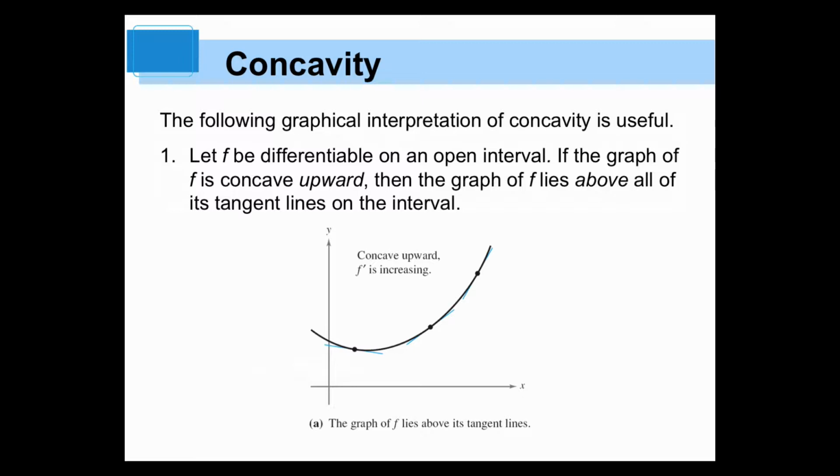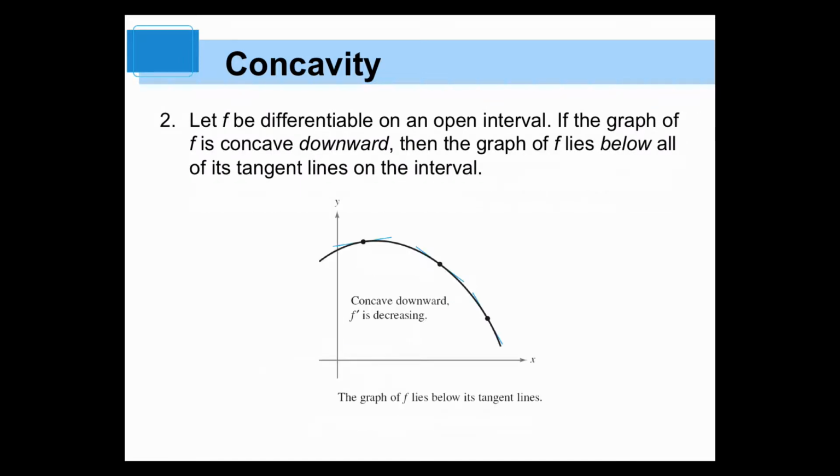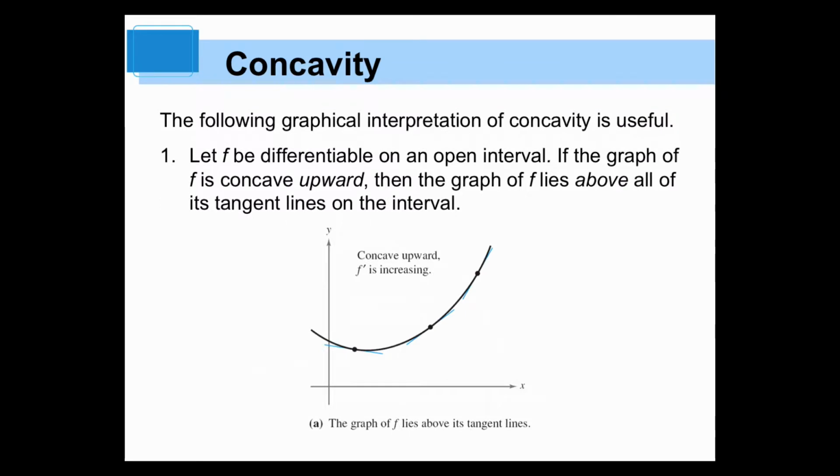It's concave down if it looks like an upside down U. That's kind of dumb. So like an N. It won't really hold water, which makes no sense whatsoever. But we can talk about the tangent lines. If all the tangent lines are above the graph, it's concave down.